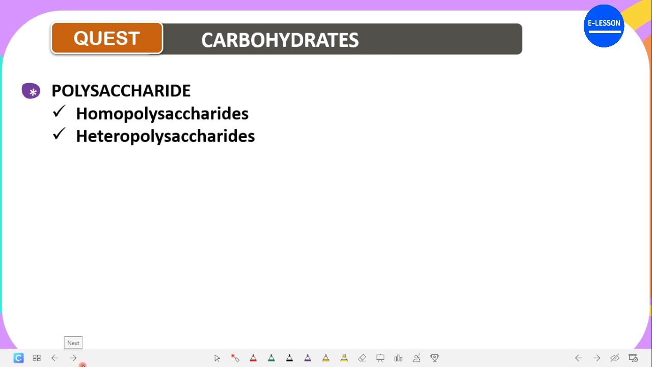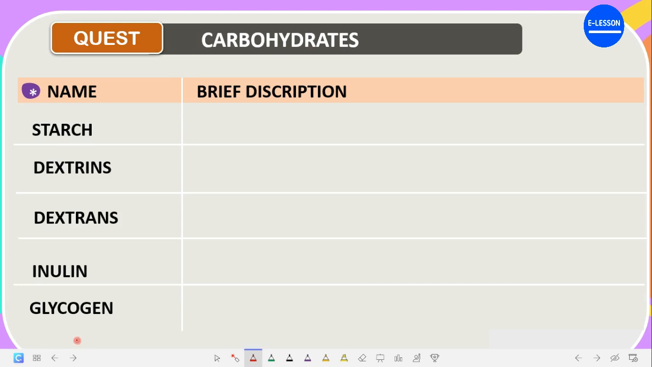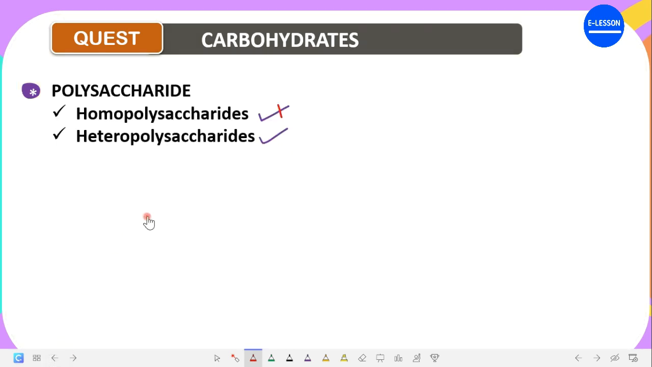Now we have polysaccharides. Polysaccharides are classified into two. We have homopolysaccharides and heteropolysaccharides. We have what? Homopolysaccharide and what? Heteropolysaccharide. Now we are going to look at homopolysaccharides in this lecture. As the name implies, homopolysaccharides are those polysaccharides that consist of only one monomer.